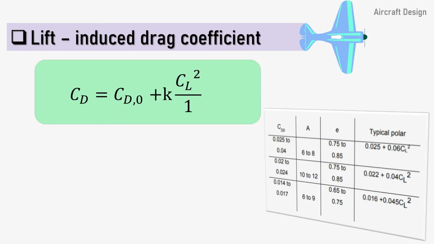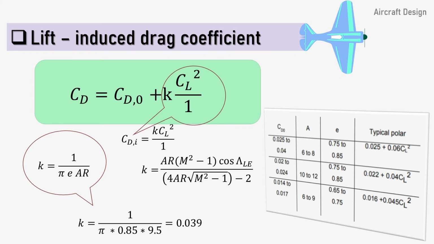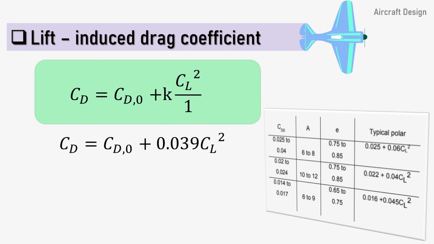Now considering the induced drag coefficient, recalling that CDi equals K CL square. How can we find it out? Based on aspect ratio 9.5, e is 0.85. Applying the values, we get the K value equal to 0.039. Now substituting over here, we form our drag polar equation to be this.